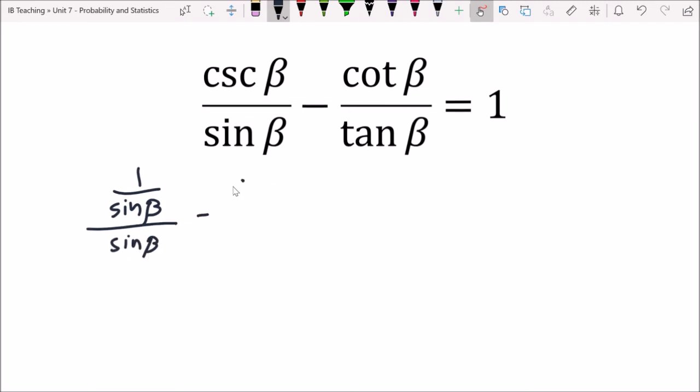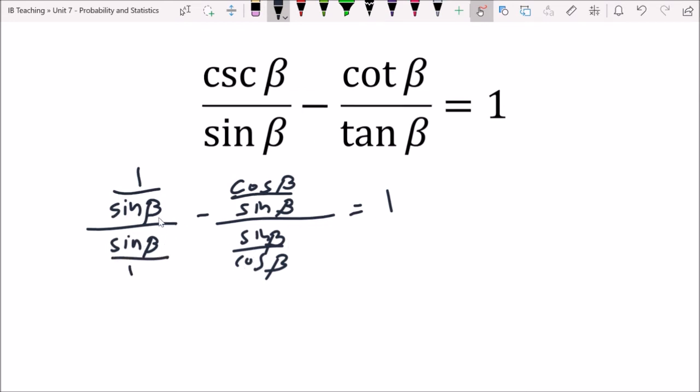Minus cotangent is cosine over sine, and tangent is sine over cosine, and that's going to equal 1. All right, so now what? Let's see. I could put this over 1, and now it looks like I could flip and multiply on both of those fractions. I think I'll give that a shot.